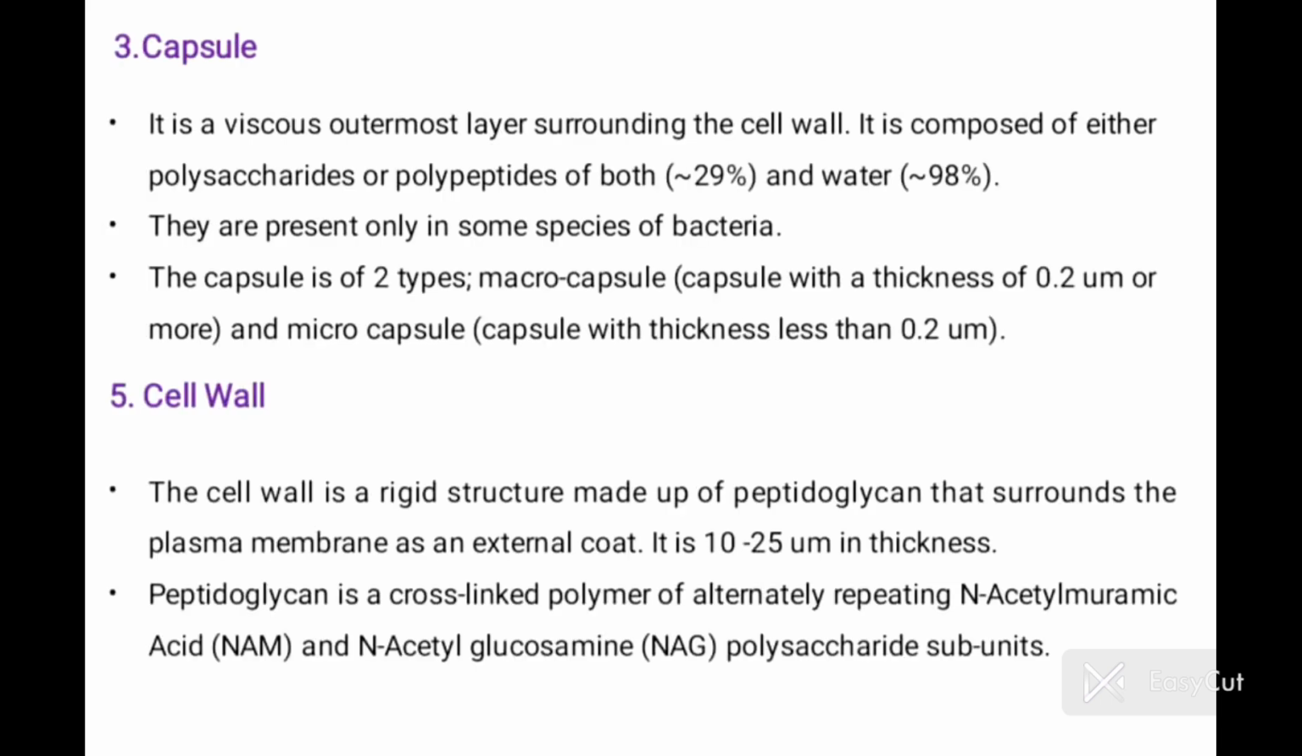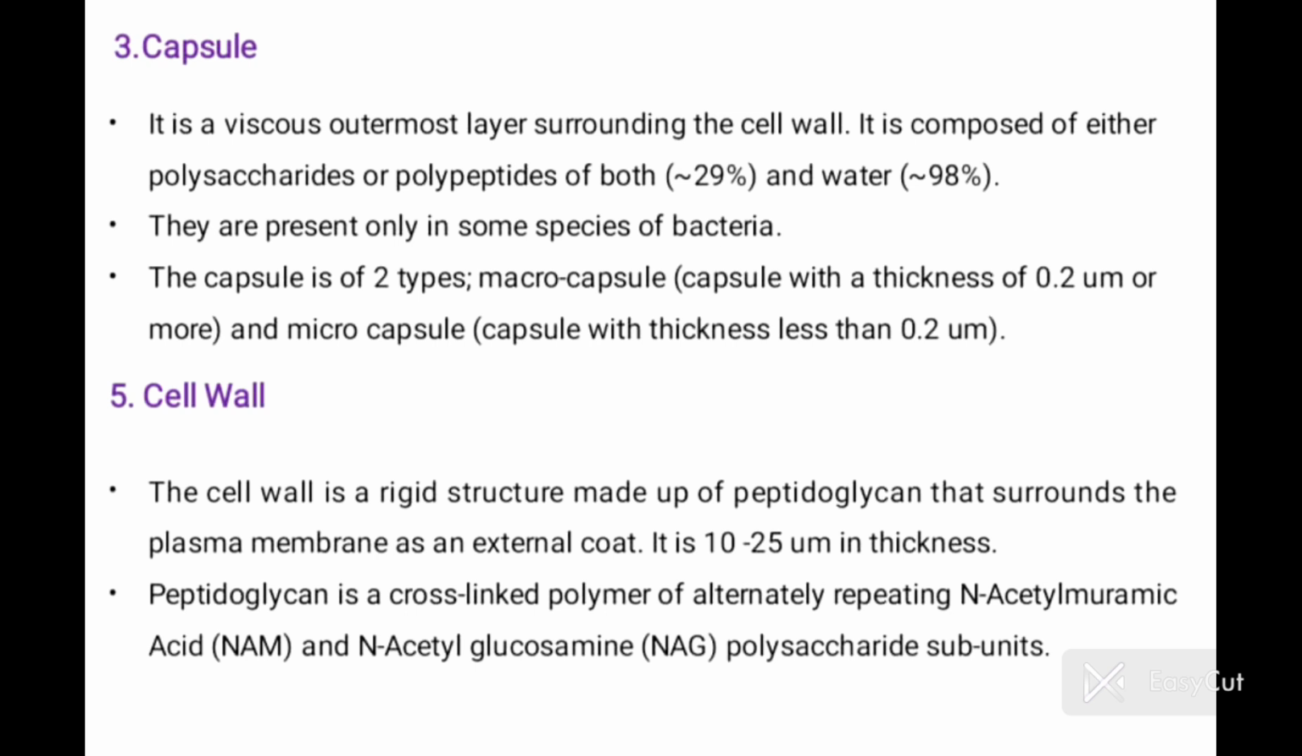Third, capsule. It is a viscous outermost layer surrounding the cell wall. It is composed of either polysaccharide or polypeptide or both, 2% and water 98%. They are present only in some species of bacteria. The capsule is of two types: macrocapsule, a capsule with a thickness of 0.2 micrometer or more, and microcapsule, a capsule with thickness less than 0.2 micrometer.